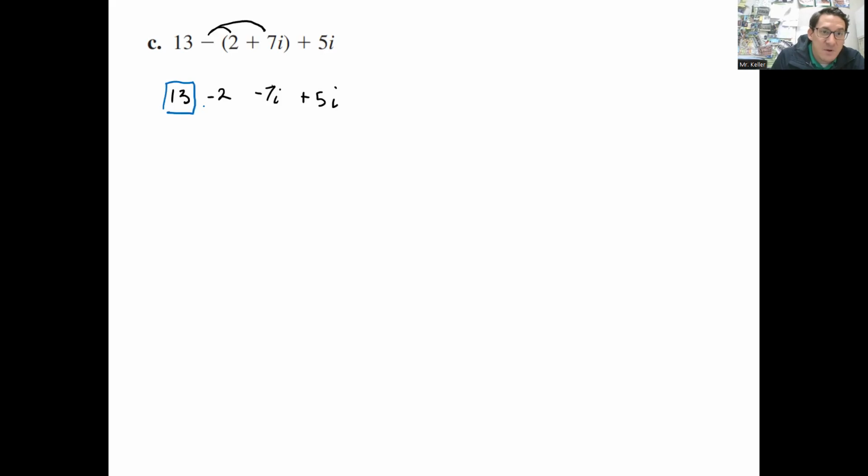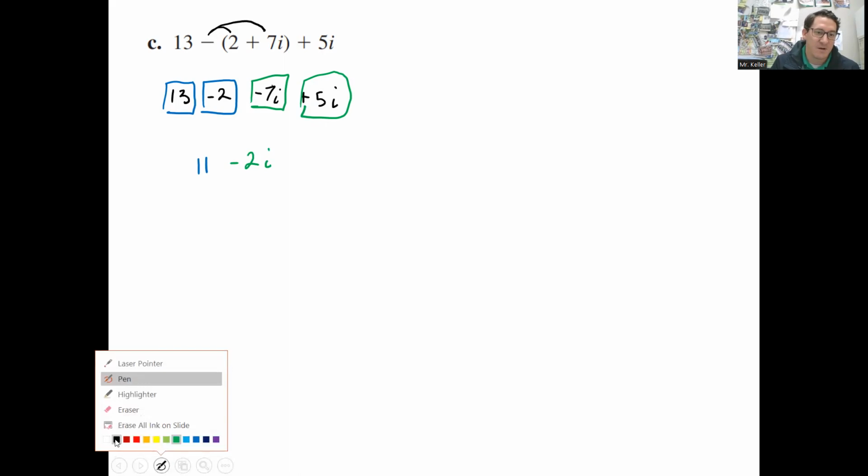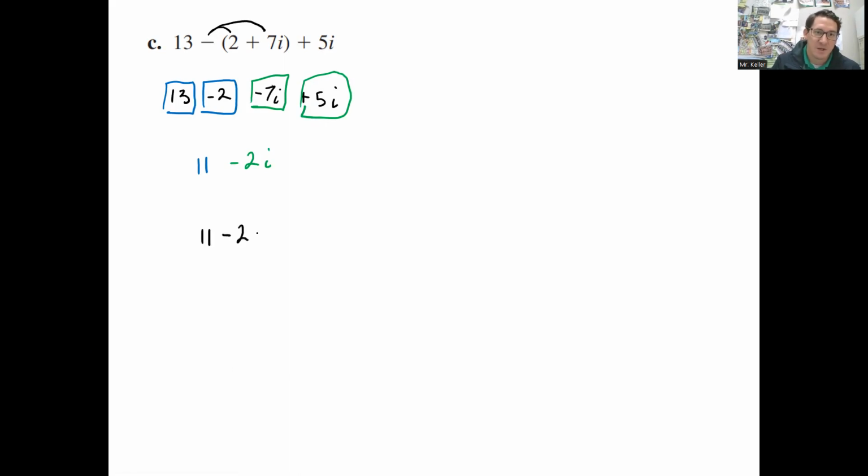But anyway, the like terms are right next to each other. I'll still color code them. So I have 13 minus 2 is 11. And then the other set of like terms, the imaginary parts, I have a negative 7i plus 5i. That's going to be a negative 2i. So 11 minus 2i. If I write it all in black, maybe it looks nicer, but that is it. So that'll do it this time. Next time we'll be doing multiplying complex numbers. Fun times.